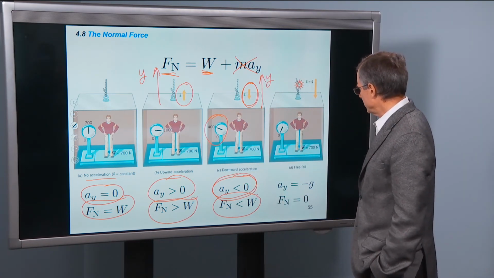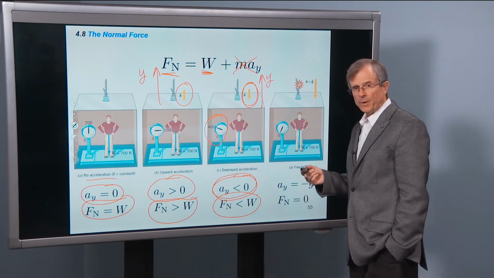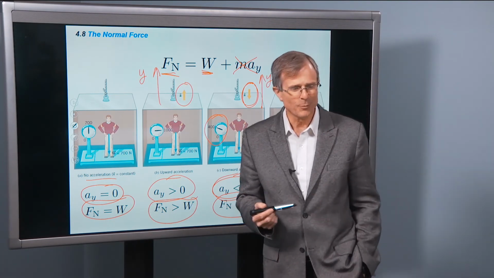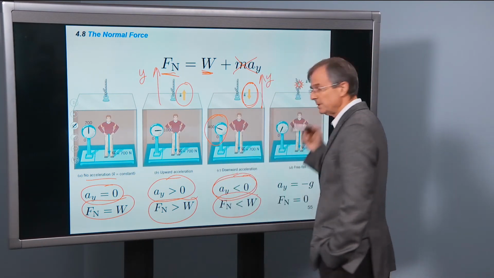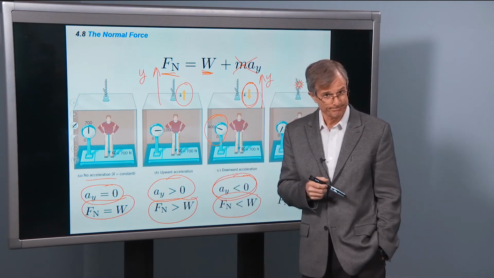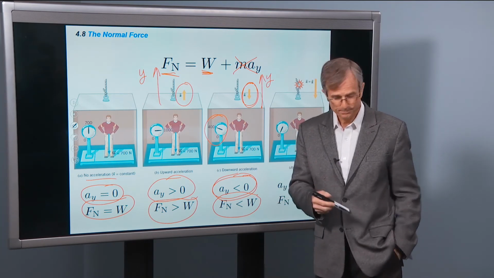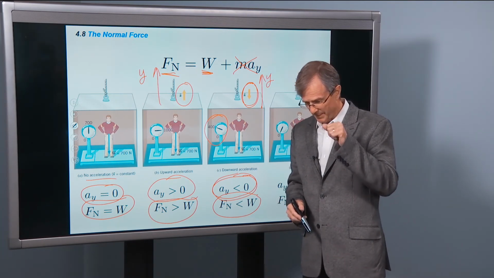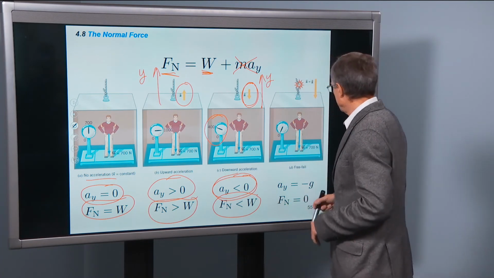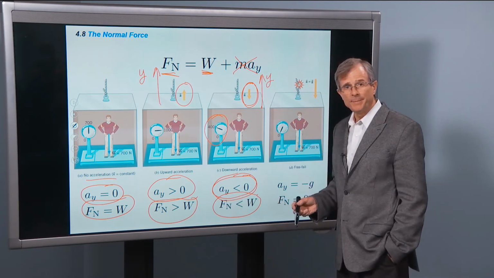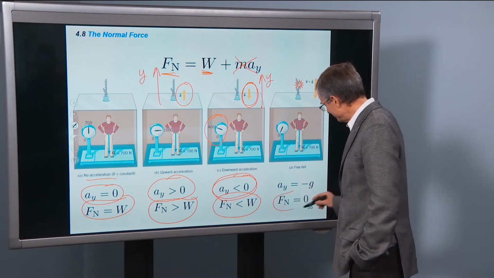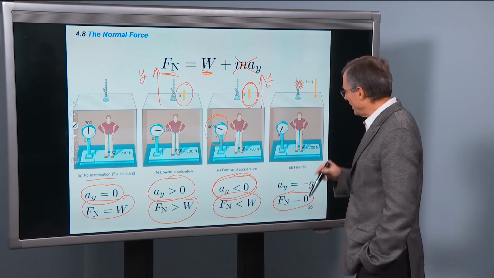If you're in free fall, if you suffer the unfortunate situation where the cable to the elevator snaps and you are in free fall, first of all, I feel for you. I'm sorry for you. But in the meantime, what's your apparent weight going to be? The answer is 0. How so?